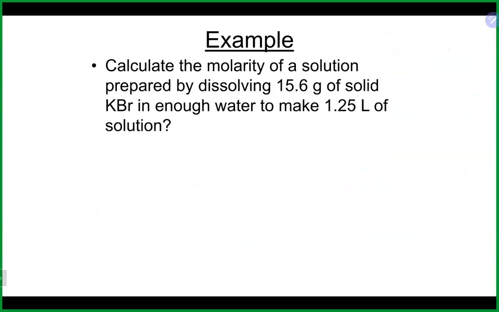All right, so why don't we try one here to finish? Calculate the molarity of a solution prepared by dissolving 15.6 grams of KBr in enough water to make 1.25 liters. Potassium, I think, is 39.10. Bromine is, we'll go with 80.